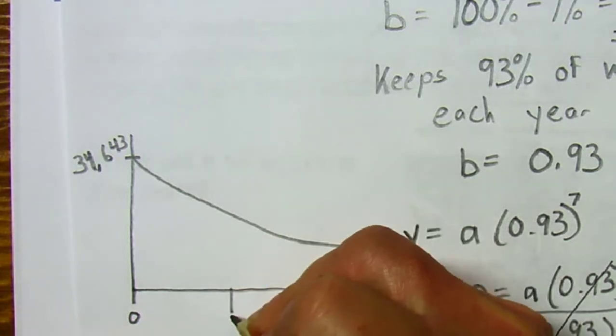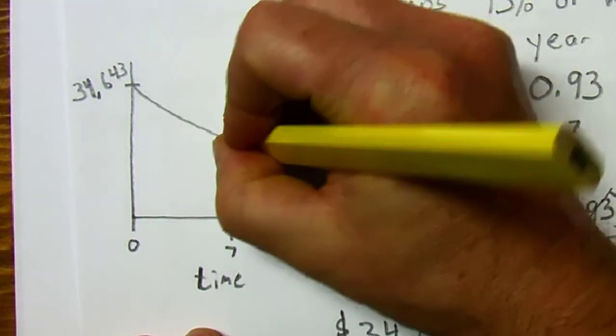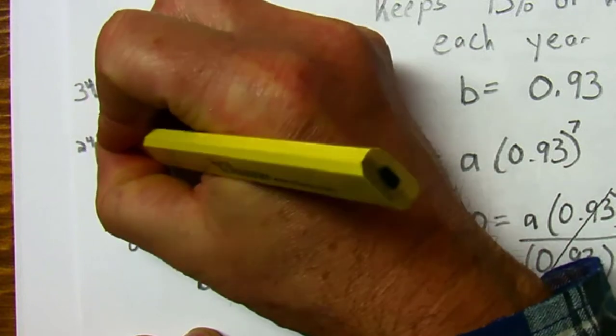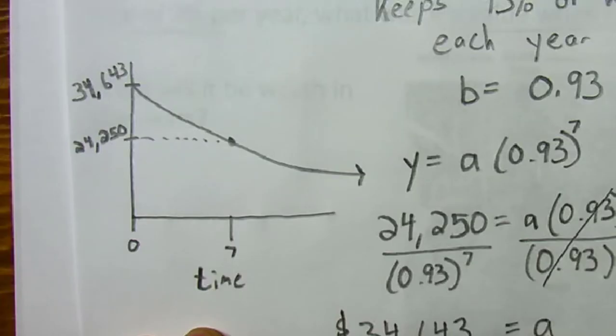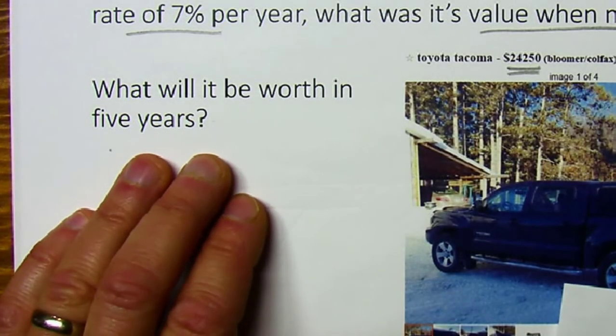Now that it's 7 years old, we know what it's worth. The value at that point is what it's for sale for right now, $24,250. And that means that we can project what this vehicle will be worth in the future. So our second question is, what will it be worth in 5 years?